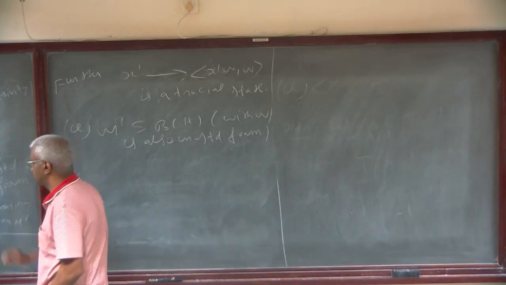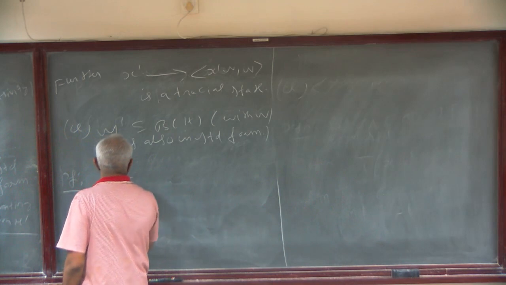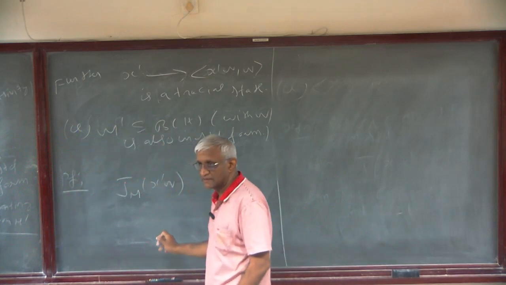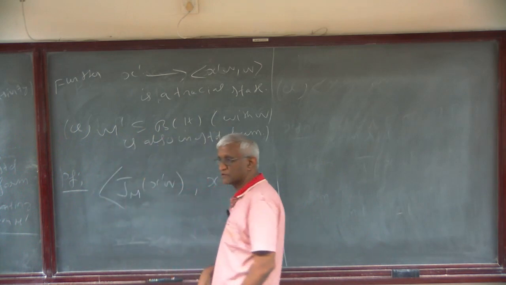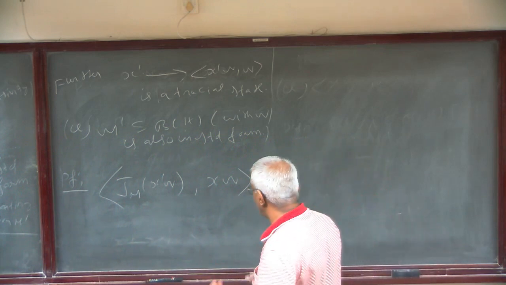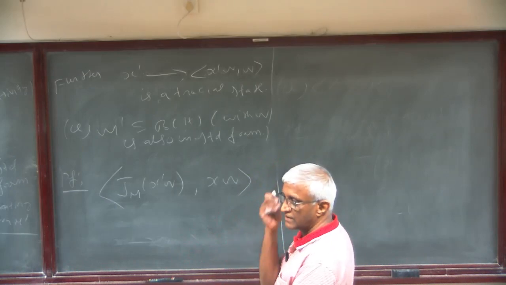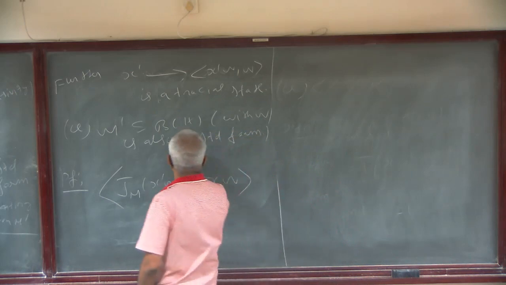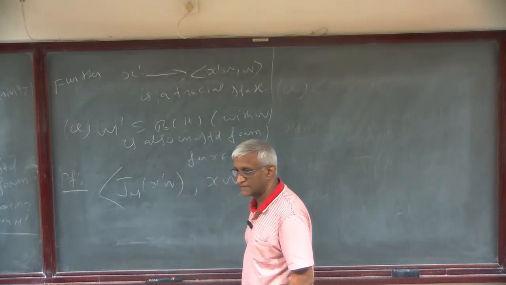So I have to verify how J_M acts on x prime omega. Okay, J_M acting on x prime omega. I want to see what it is. It's enough to see how it looks on x prime x omega. To find a vector in a Hilbert space, you have to find its inner product on a dense subspace. So this is for x in M, x omega, which is a dense subspace.